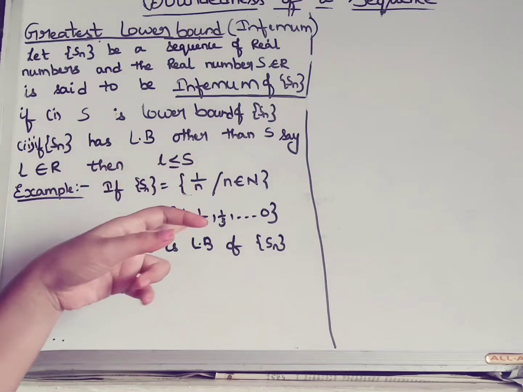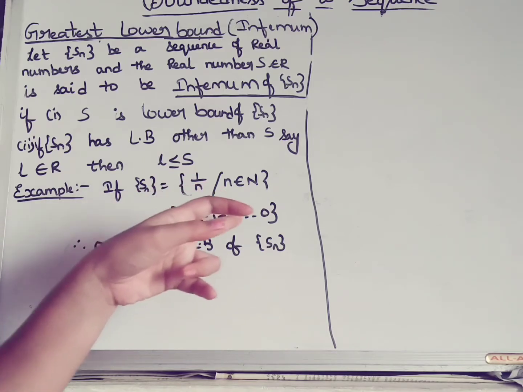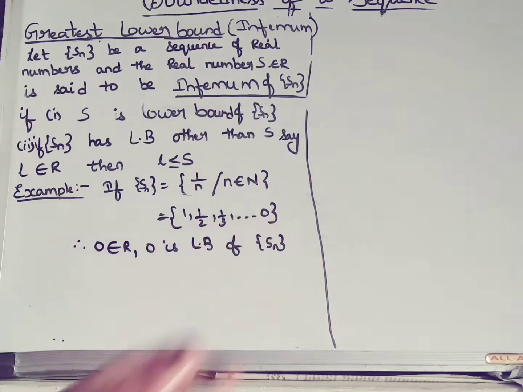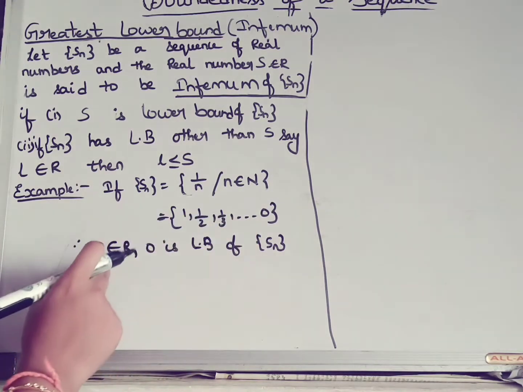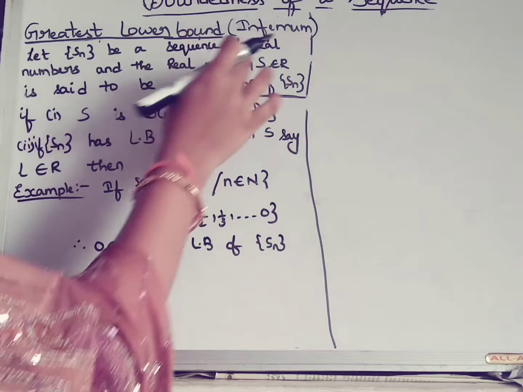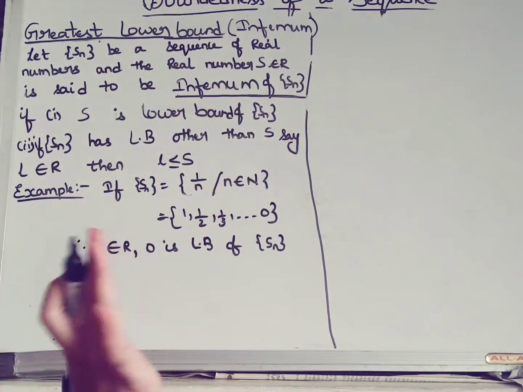So the set is nothing but, put n equals 1, 1 by 1, 1 by 2, 1 by 3 and so on, 1 by infinity. 1 by infinity is 0. Clearly 0 is a real number, so 0 belongs to R. First condition, 0 belongs to R.